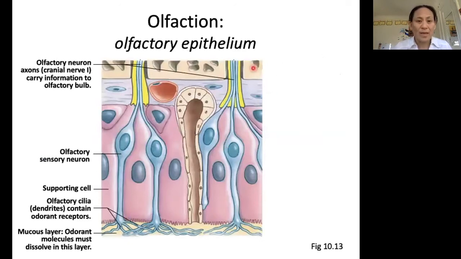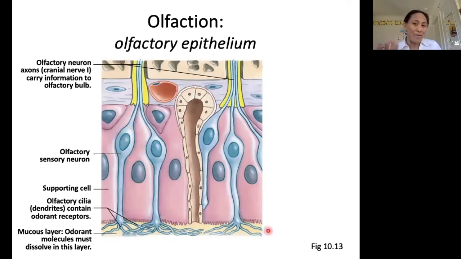Just to orient you, again, this is the bone that's at the top of the nasal cavity. We have our olfactory epithelium right here. And then at the bottom here, we've got a mucus layer. The olfactory epithelium consists of these blue cells, olfactory sensory neurons. Those are the ones that are going to be detecting our odorant molecules. And then we've got these support cells in pink. The olfactory sensory neurons extend dendrites into the mucus layer here.